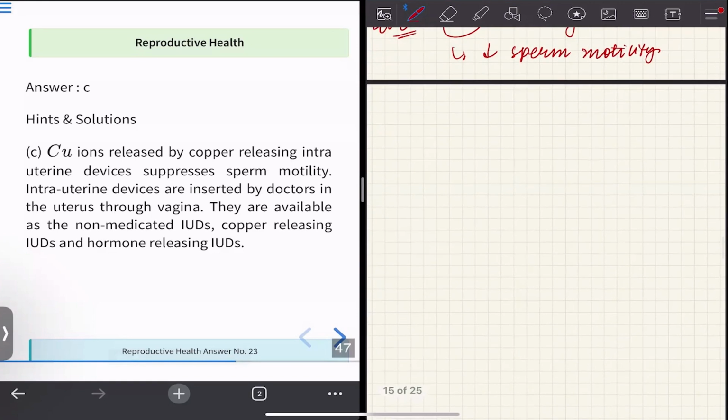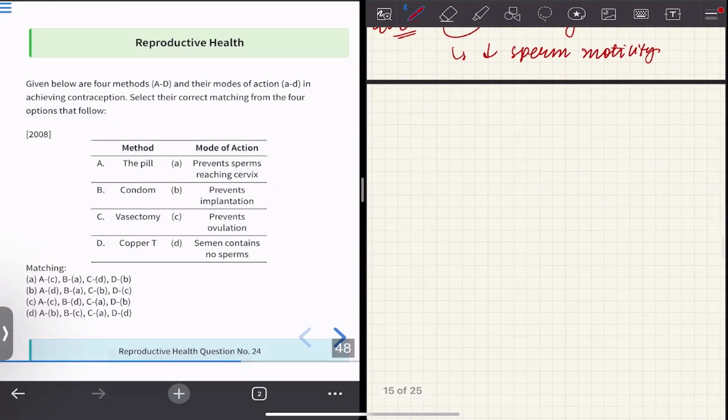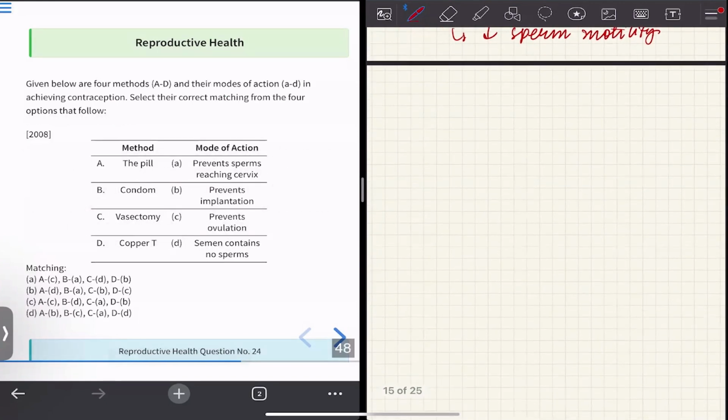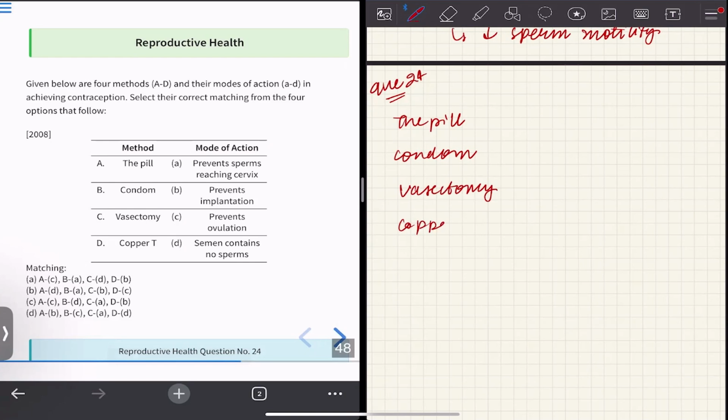Next, we have match the following. Question number 24. What do we have? The pill, condom, then we have vasectomy, and then we have copper T. So, copper T, it is a process in which there are the copper ions that are present in a copper T. It is an intrauterine device, so it prevents implantation.